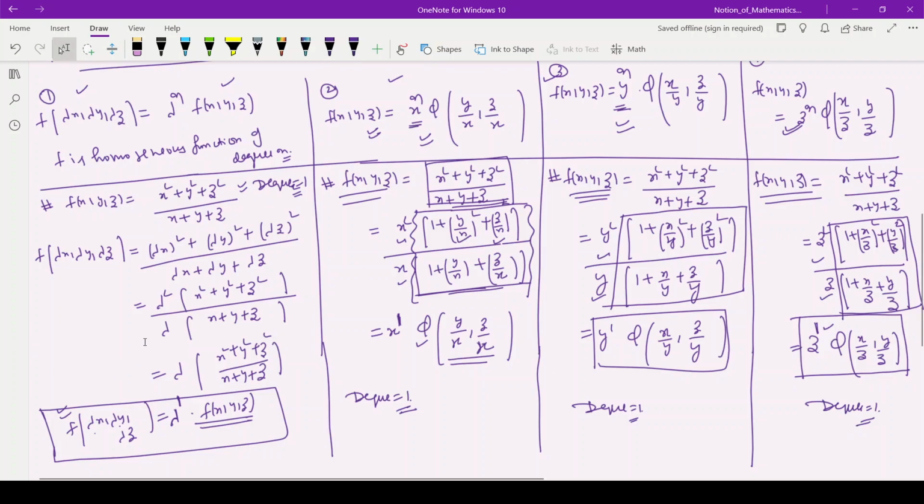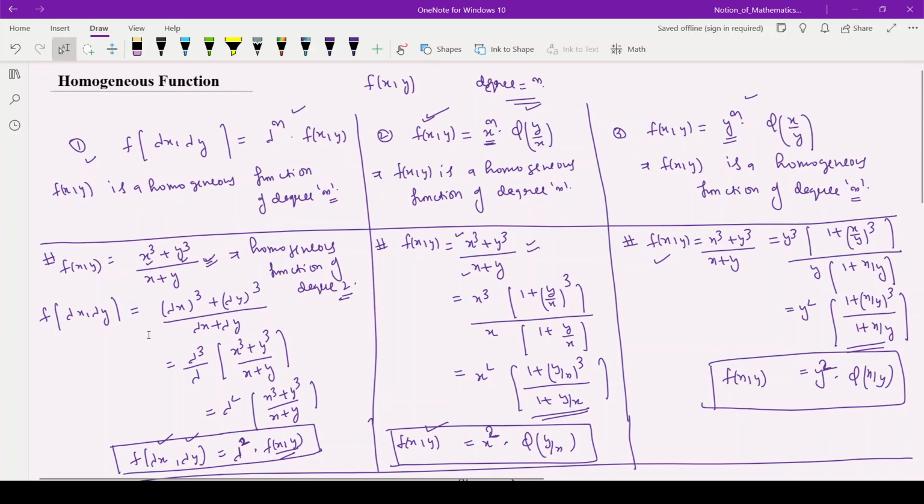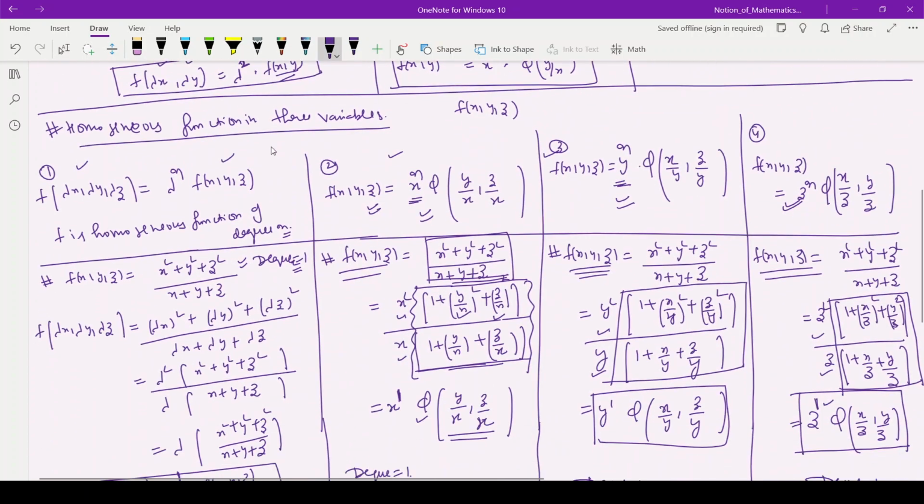So students, in this particular video, I have discussed how to identify a homogeneous function in 2 variables with degree n, as well as how to identify a homogeneous function in 3 variables with degree n. Students, I hope that this video will be helpful for you in order to identify the homogeneous function.